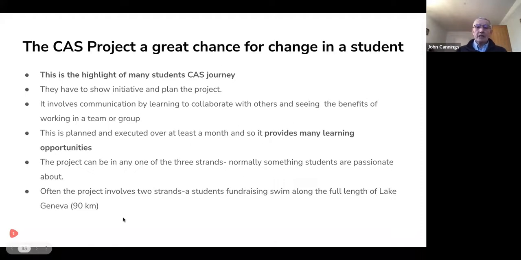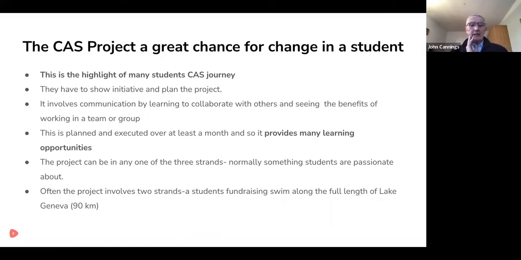I think the CAS project, which is going to be discussed later on by the CAS panel from Toddle this morning, is a highlight of many CAS students' CAS journey. They have to show initiative and plan a project. It involves communication by learning to collaborate not only with their peers, but also people in the community, and also seeing the benefits of working in a team. It's planned and executed over at least a month, and so it provides many learning opportunities.